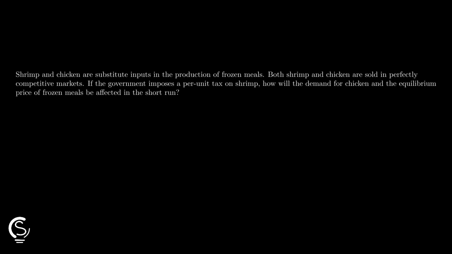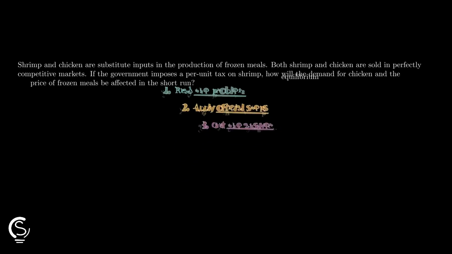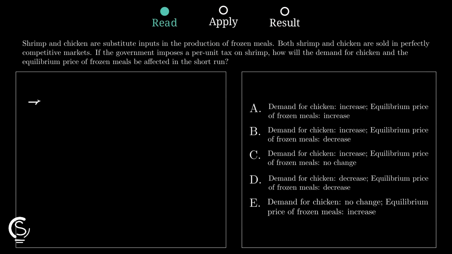Shrimp and chicken are substitute inputs in frozen meals, so let's see how a tax on shrimp changes the market for chicken in meals. First, the government imposes a per-unit tax on shrimp, which raises the cost of using shrimp for producers. This tax effectively reduces the supply and increases the price of shrimp. Since shrimp and chicken are substitute inputs, producers will switch away from expensive shrimp and buy more chicken instead. This shift causes the overall demand for chicken to increase immediately.